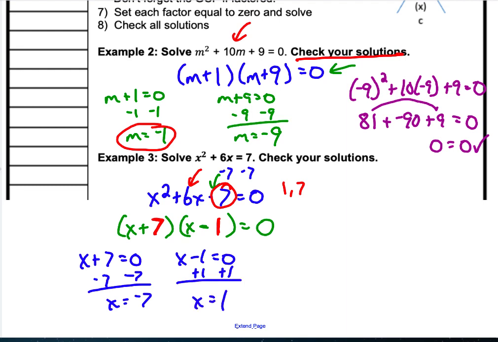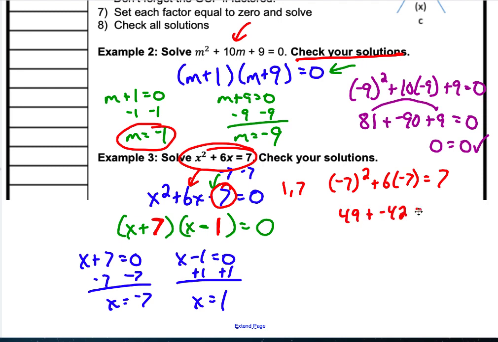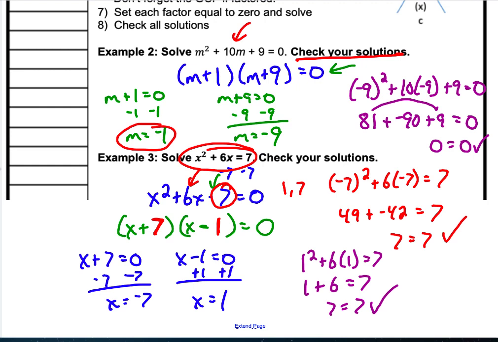So let's check them real quick. Plug them back into our original equation. So negative 7 squared plus 6 times negative 7, is that going to be equal to 7? Well, negative 7 squared is 49, plus a negative 42. Well, that is 7, so it worked. For my other one, I'm going to plug in 1. So 1 squared plus 6 times 1 equals 7. 1 squared is 1, plus 6, 7 is equal to 7.